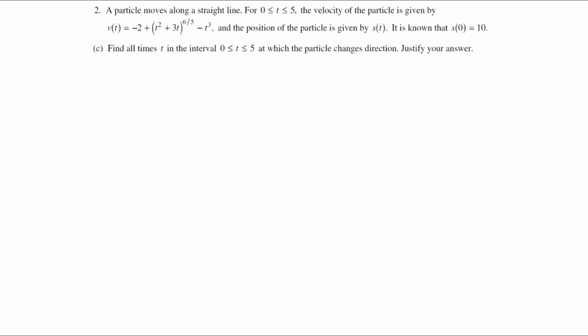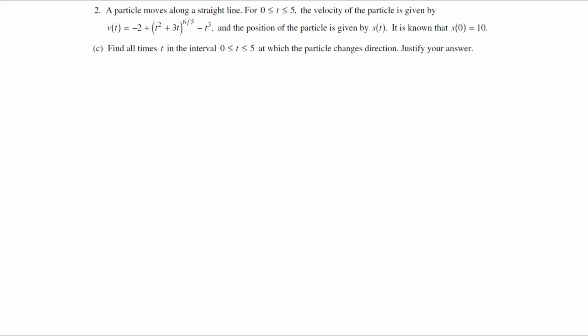In part C, it wants us to find all times t in the interval 0 to 5 in which the particle changes directions. Well, in order to figure out when it changes directions, we have to see when its velocity is 0, and actually also when the velocity changes signs. It can only change signs on a continuous function, which we have, when the velocity is equal to 0.